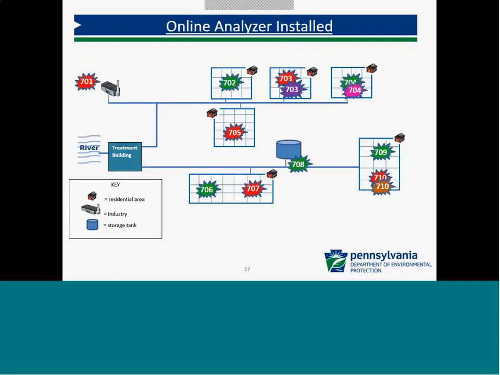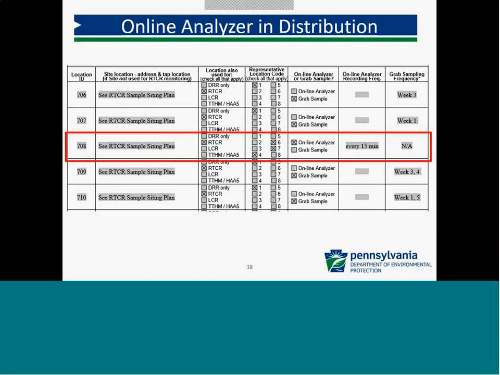Another piece we want to cover, because it is in the template and an option in the rule, is an online analyzer out in the distribution. There's probably not too many of them now, but maybe something like at a storage tank. We could say if this system did get an online analyzer permitted, and of course that would record residual on a continuous basis, every 15 minutes, you would identify that in your plan.